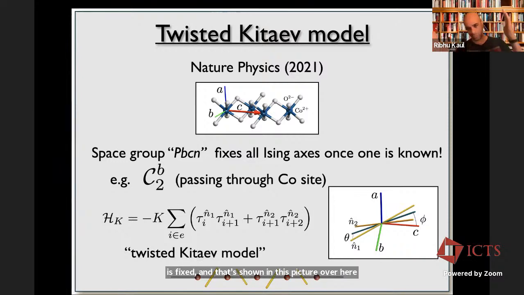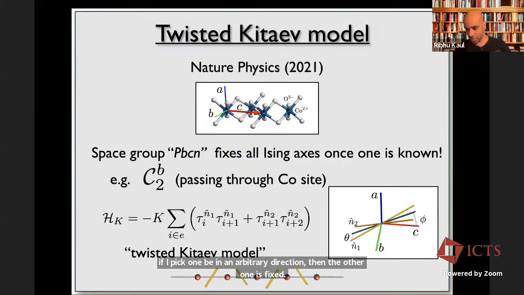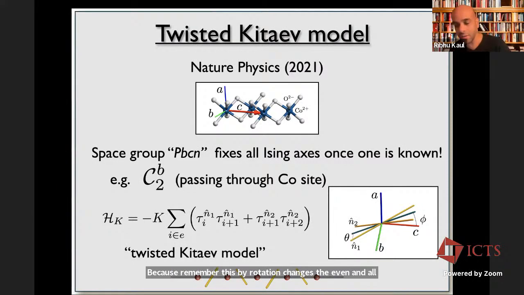So if I pick one to be in an arbitrary direction, then the other one is fixed, because remember this pi rotation changes the even and odd bonds, so N1 and N2 are rotated by pi along the B axis. Okay, so that's an interesting fact. If you know one axis, it's not surprising, because the crystal structure is so symmetric that the bonds are clearly related by some symmetry.